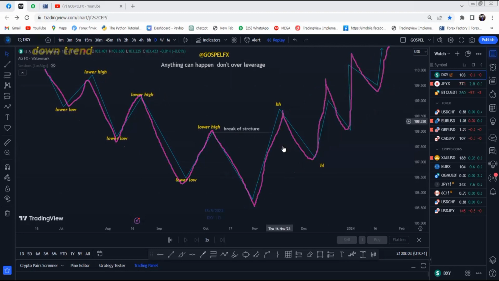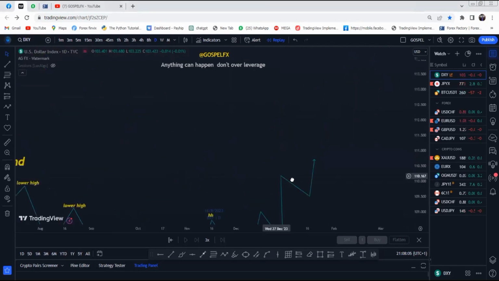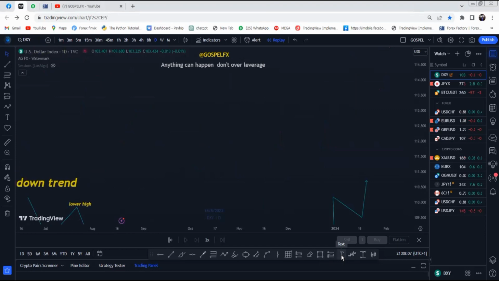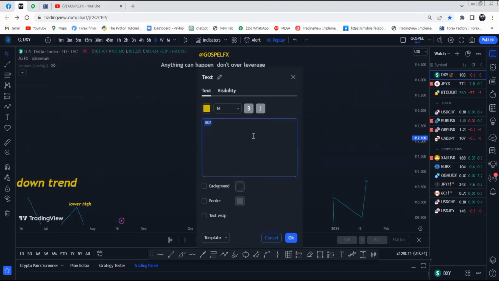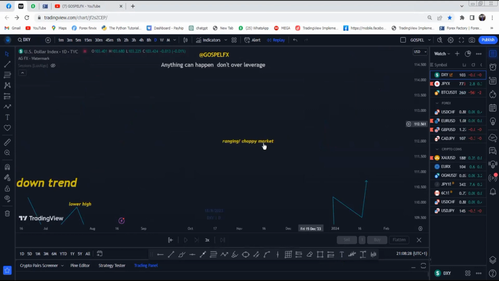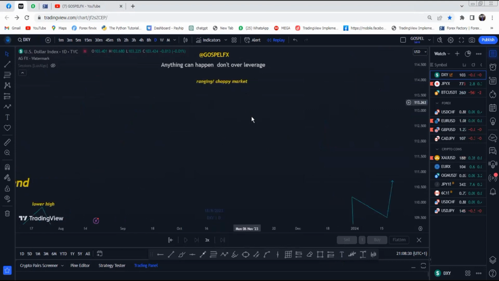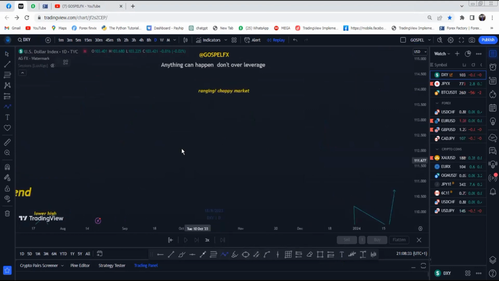And now, another point is the ranging market. We call it a ranging market or a choppy market. Okay, we have a ranging slash choppy market. You can say it's a choppy market, or say it's a ranging market.